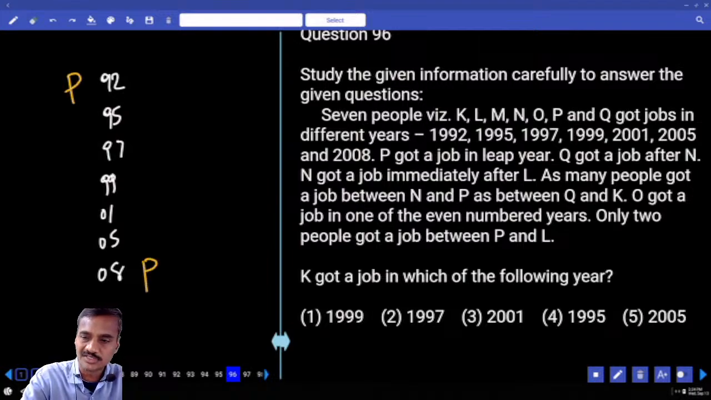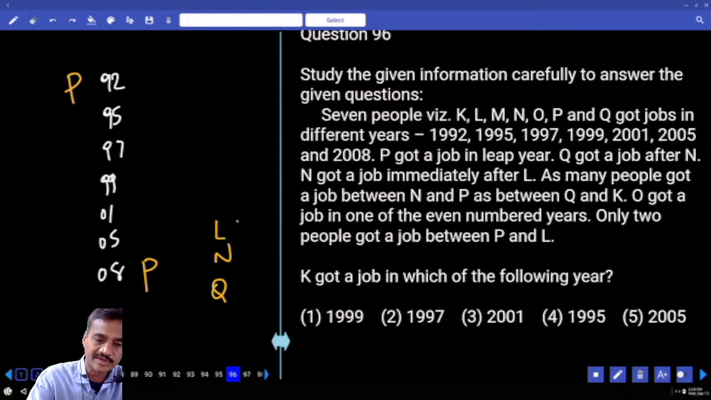Now P has got a job in a leap year, and Q got a job after N. Q is after N. And N got a job immediately after L. N and L are immediate to each other. As many between N and P, as between Q and K. The number of persons is the same. O got a job in one of the even number years. Now this is O and this would be O. And next one, only 2 people between P and L.